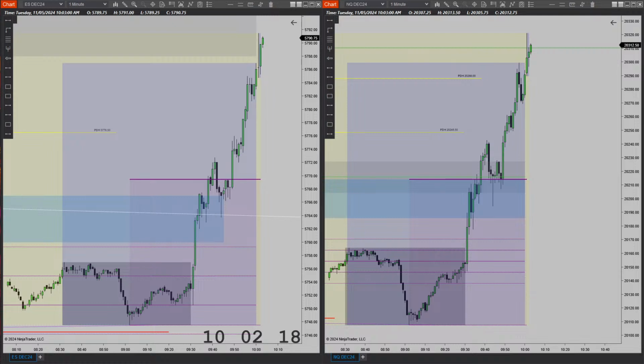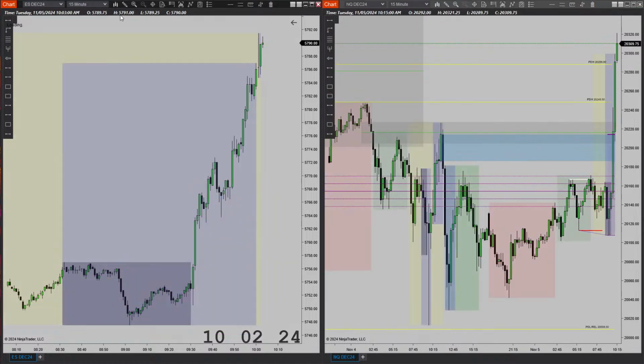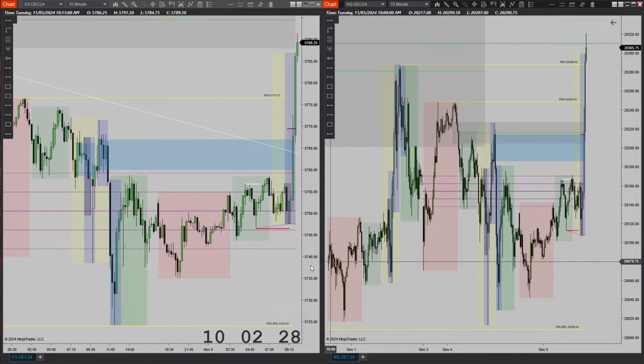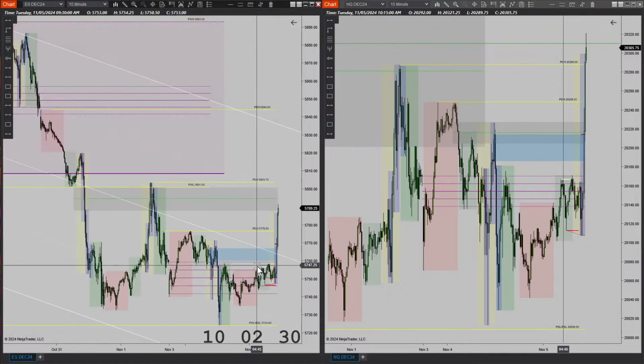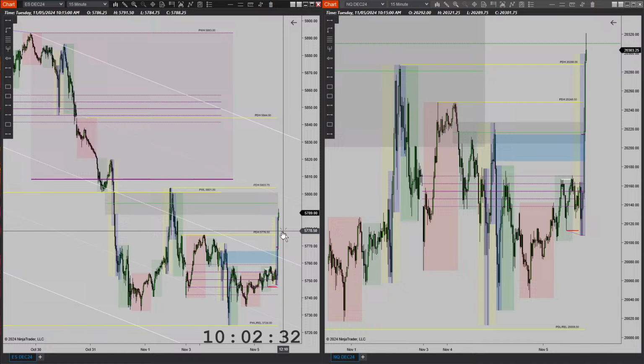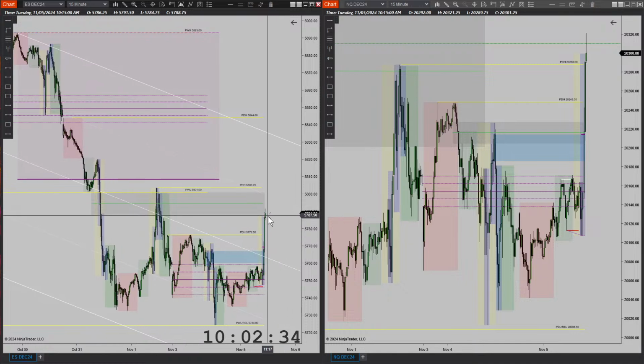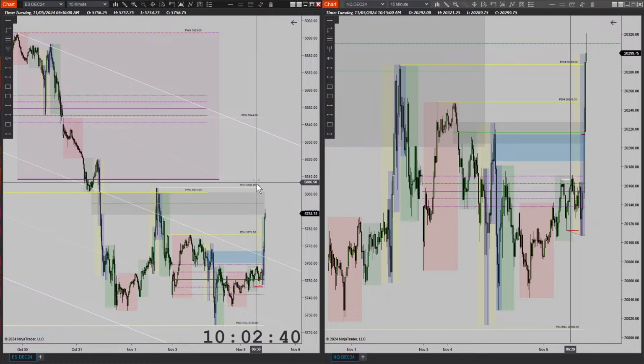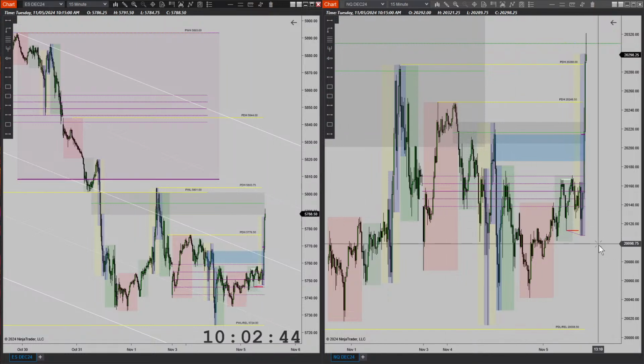Still drawing higher. Let's zoom out. If the displacement happens anywhere, then it has to happen here. If it gets closer, then I would expect price to reach for these highs up here as well.